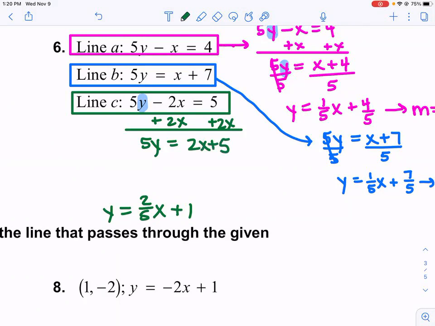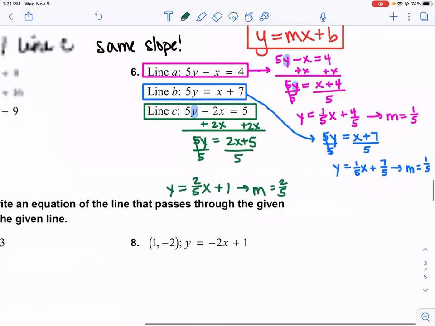Then our next step is what, Peyton? Divided by 5. So these cancel out. 2x divided by 5, let's write that as 2/5 x. And then 5 divided by 5 is 1. What's our slope for this line then? 2/5. So now let's make a decision.